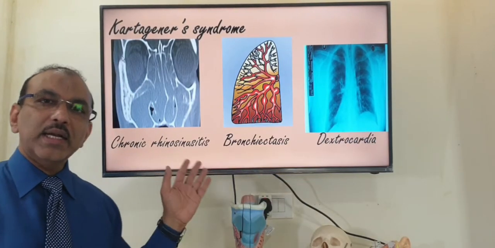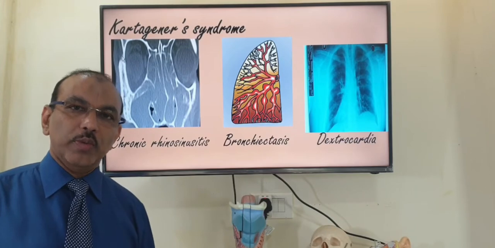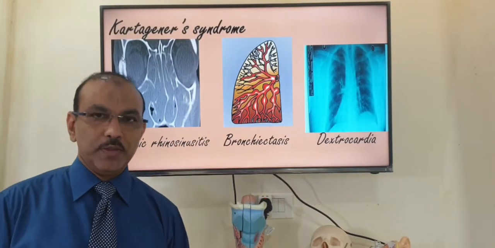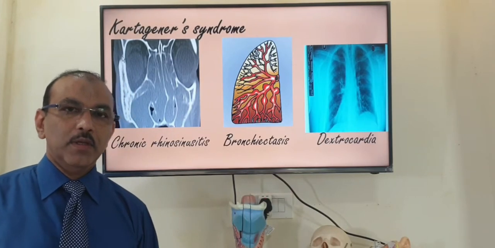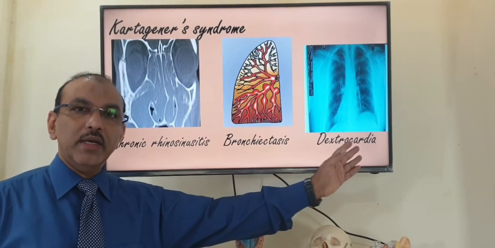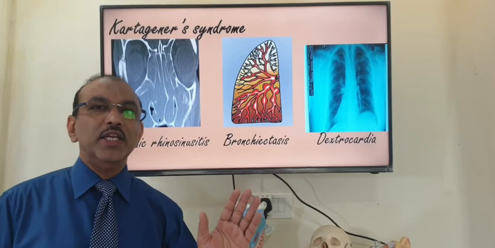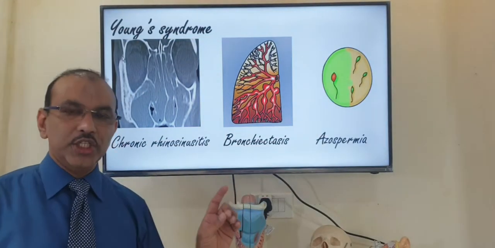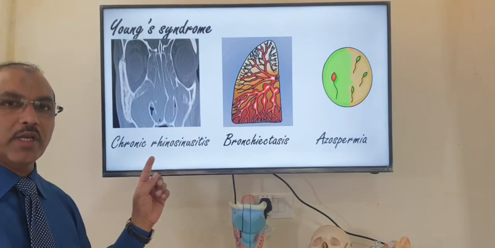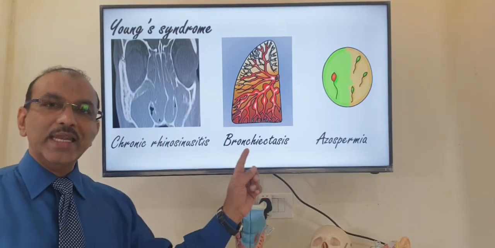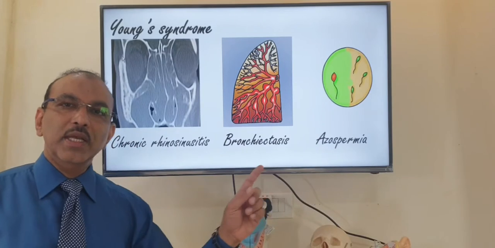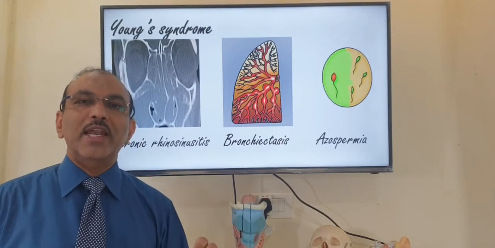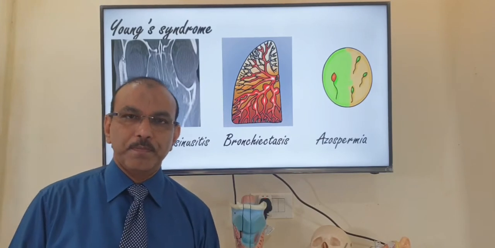By the way, Kartagener syndrome is seen in the younger age group, and Young syndrome is seen between 20 and 30 years of age. This dextrocardia, that means the heart on the right side, is seen in only 50% of the patients. In Young syndrome, just like in Kartagener syndrome, you have chronic rhinosinusitis and bronchiectasis, and in addition, the sperm count is nil or very low. So they land up with infertility problems.